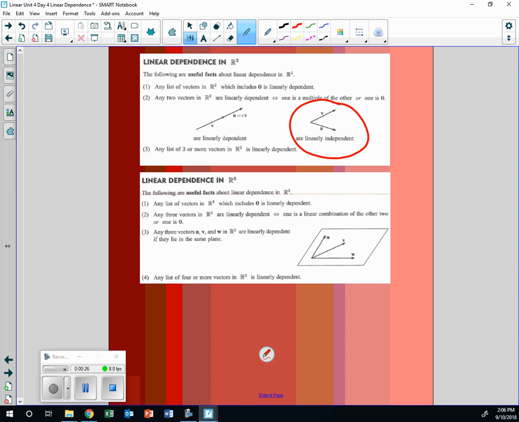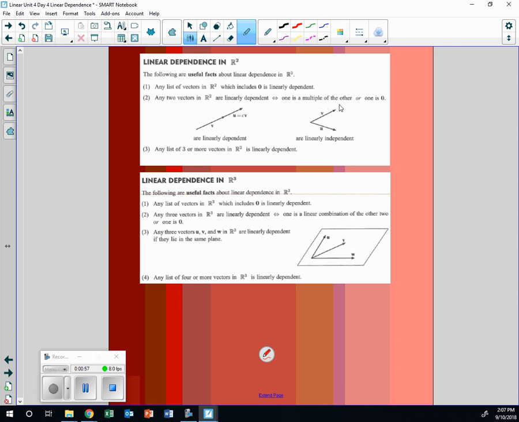Same in reverse. But if you have something like this, where u is this vector and v is this vector, what can we say about u and v? Yeah, u can be described in terms of v, so we say they're dependent. u is dependent on v. Okay, so this first one, I think that drawing helps a little bit.